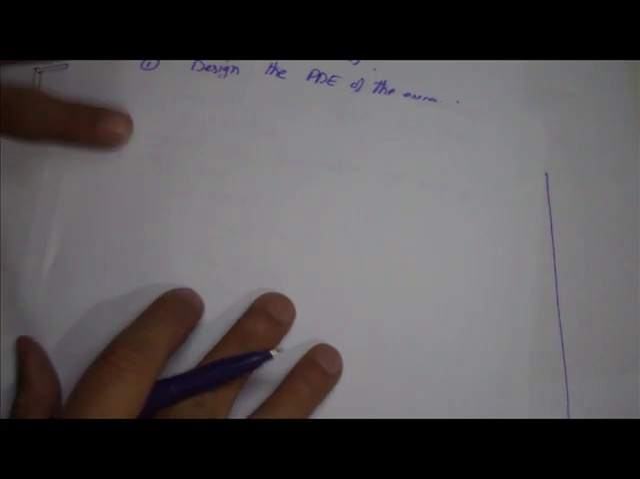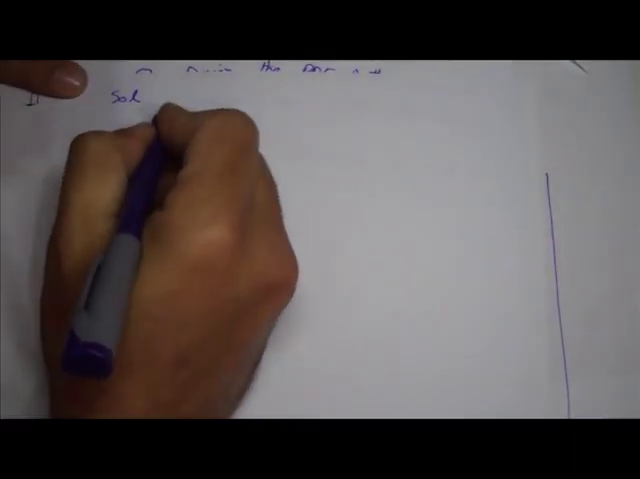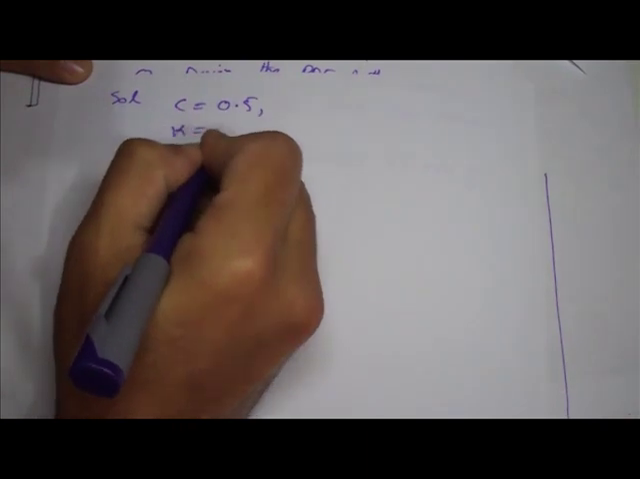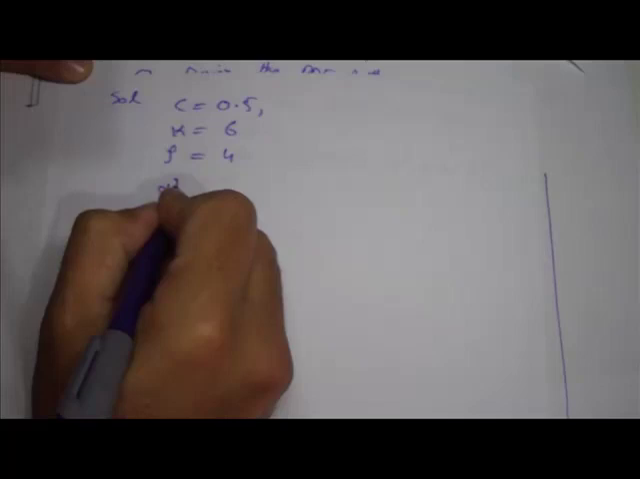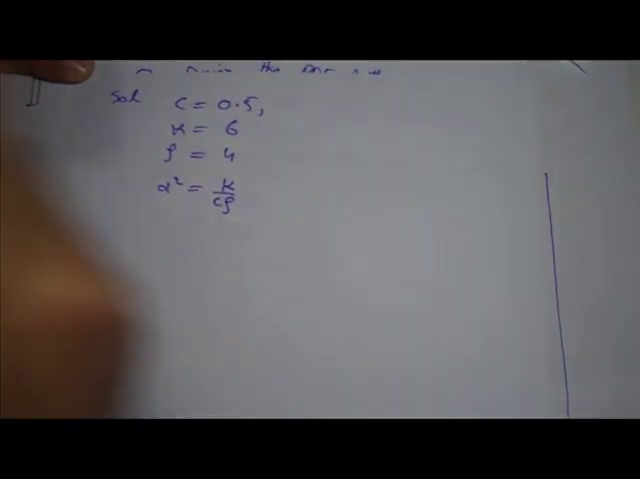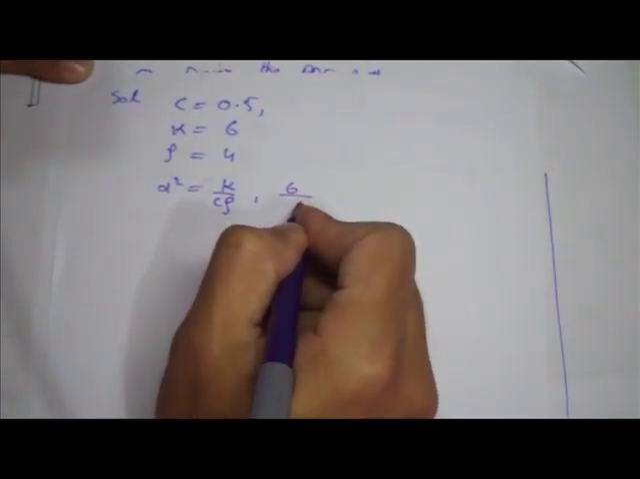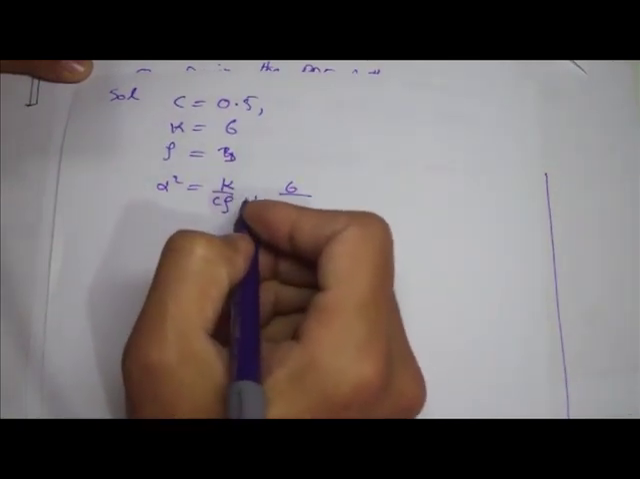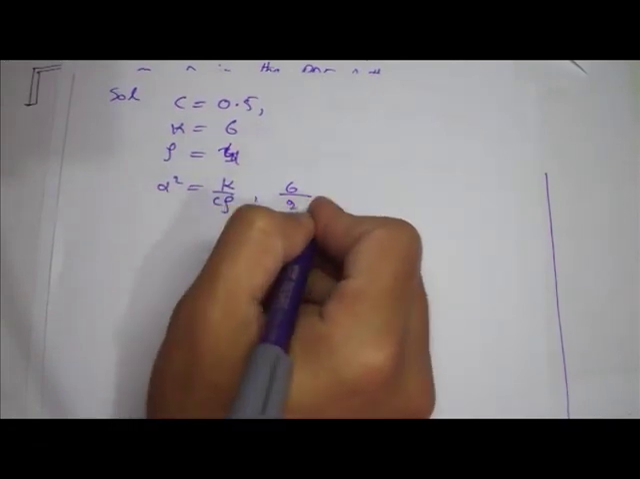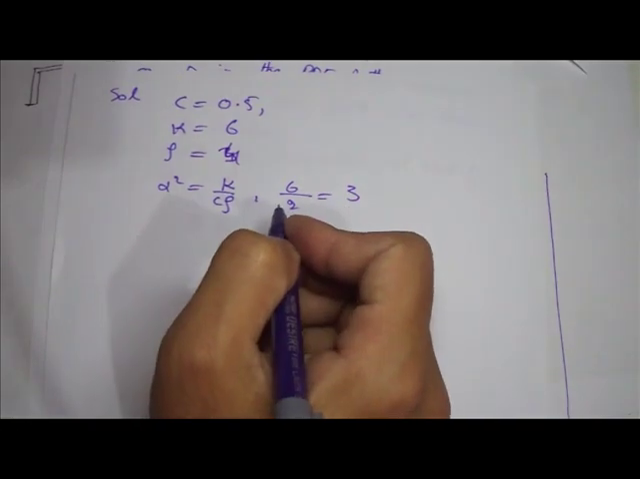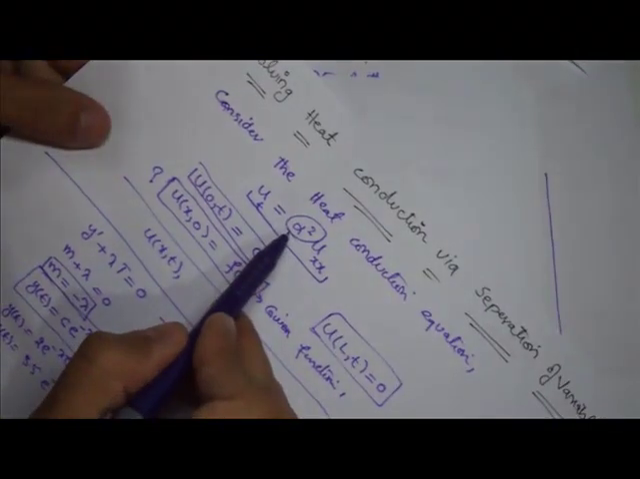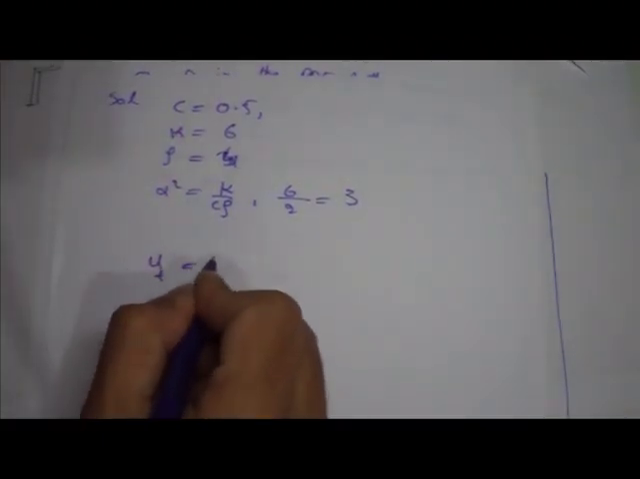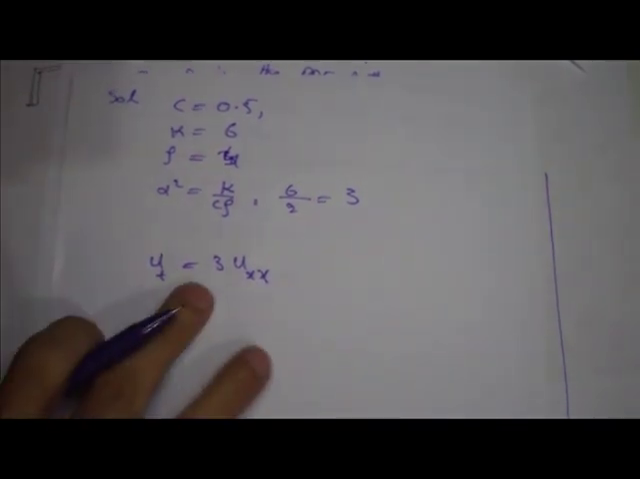For the construction of the PDE, we will first construct this alpha square. So we know c is equal to 0.5, k is equal to 6, rho is equal to 4. Alpha square is equal to k divided by c rho. Recall from the previous lecture. So this is actually 6 divided by 2, which is equal to 3. The value of the alpha square is 3. So we have calculated this parameter, so we can write this PDE: u t is equal to 3 into u double x. This is the PDE.